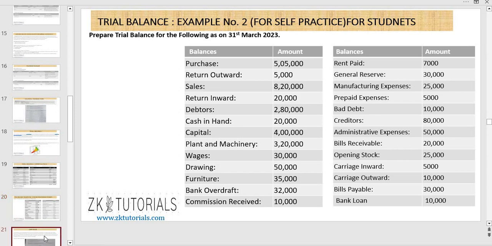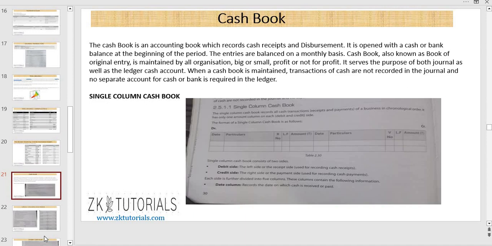The next topic is the cash book. The cash book is an accounting book which records cash receipts and disbursements. It is opened with a cash or bank balance at the beginning of the period. The entries are balanced on a monthly basis. The cash book, also known as the book of original entry, is maintained by all organizations, big or small, profit or not-for-profit. It serves the purpose of both the journal as well as the ledger cash account.